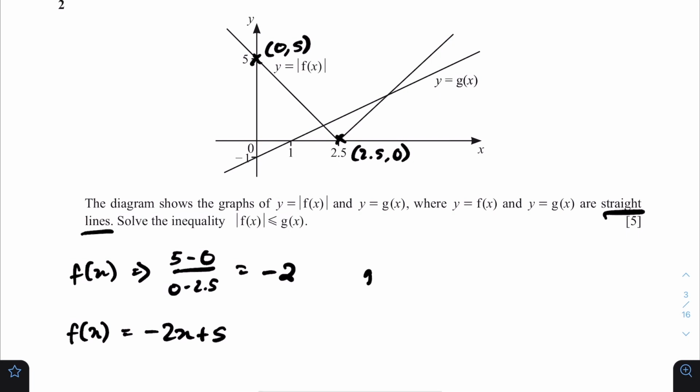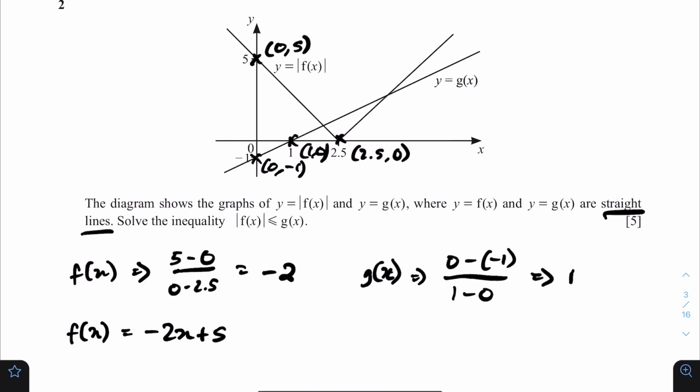Let's find g of x. So like f of x, we're given 2 points for g of x, so one is over here, which is 0, -1. The other is over here, which is 1, 0. So if we put this into our gradient formula, we get 0 minus -1 over 1 minus 0, which is the same thing as 1. So therefore, for g of x, we also know that its y-intercept is -1 based on this point. So g of x is equal to x minus 1.